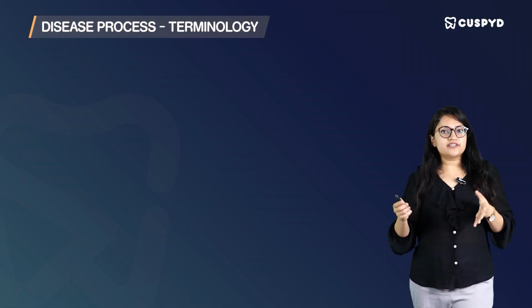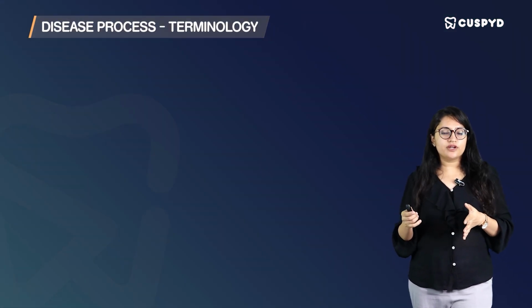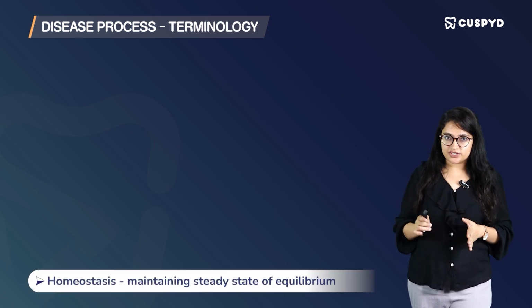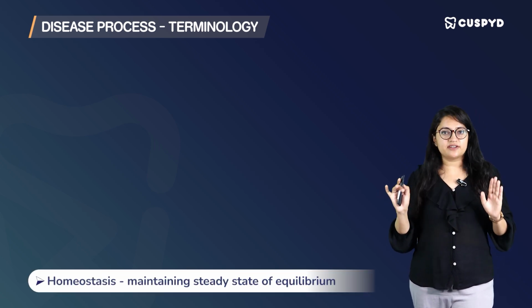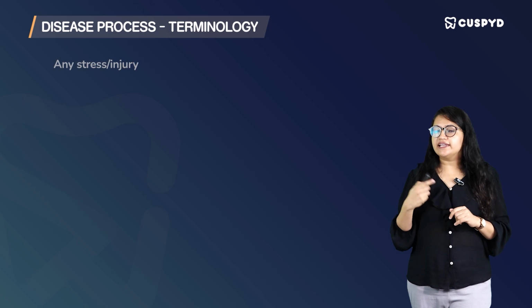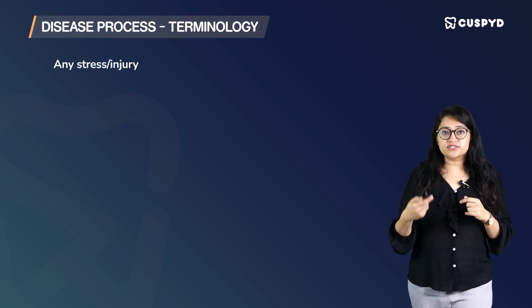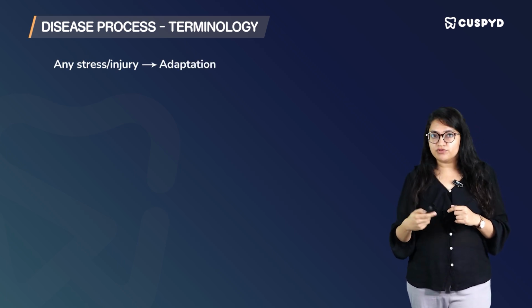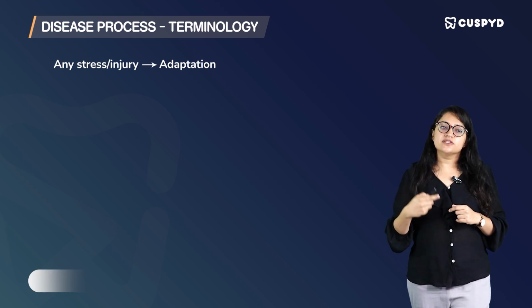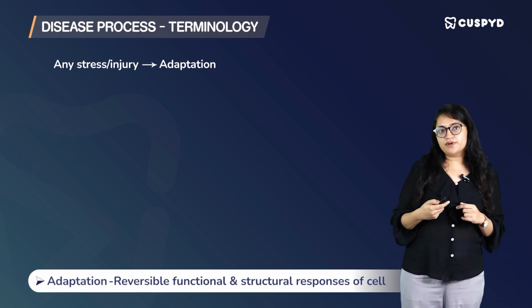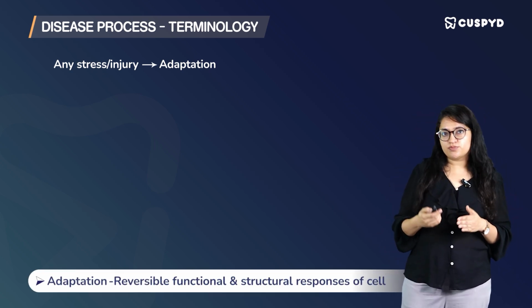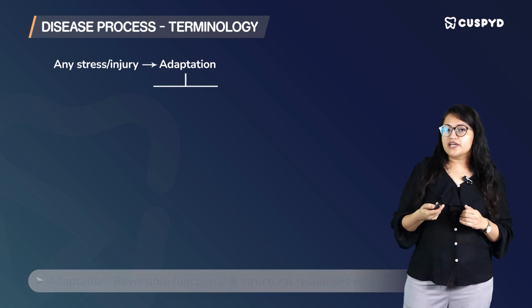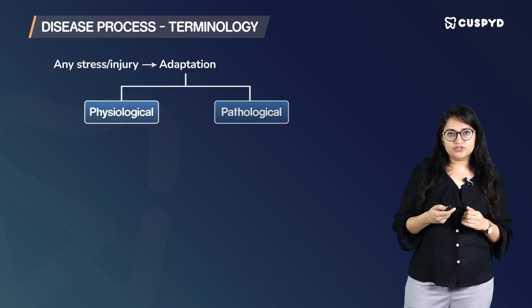Basically, all our cells are trying to maintain a state of homeostasis. Homeostasis is a steady state equilibrium stage. Any stress or any injury will force the body to undergo some adaptation. It will force the cell to adapt. Adaptation is a reversible, functional and structural response of your cell. It can be physiological or it can be pathological.